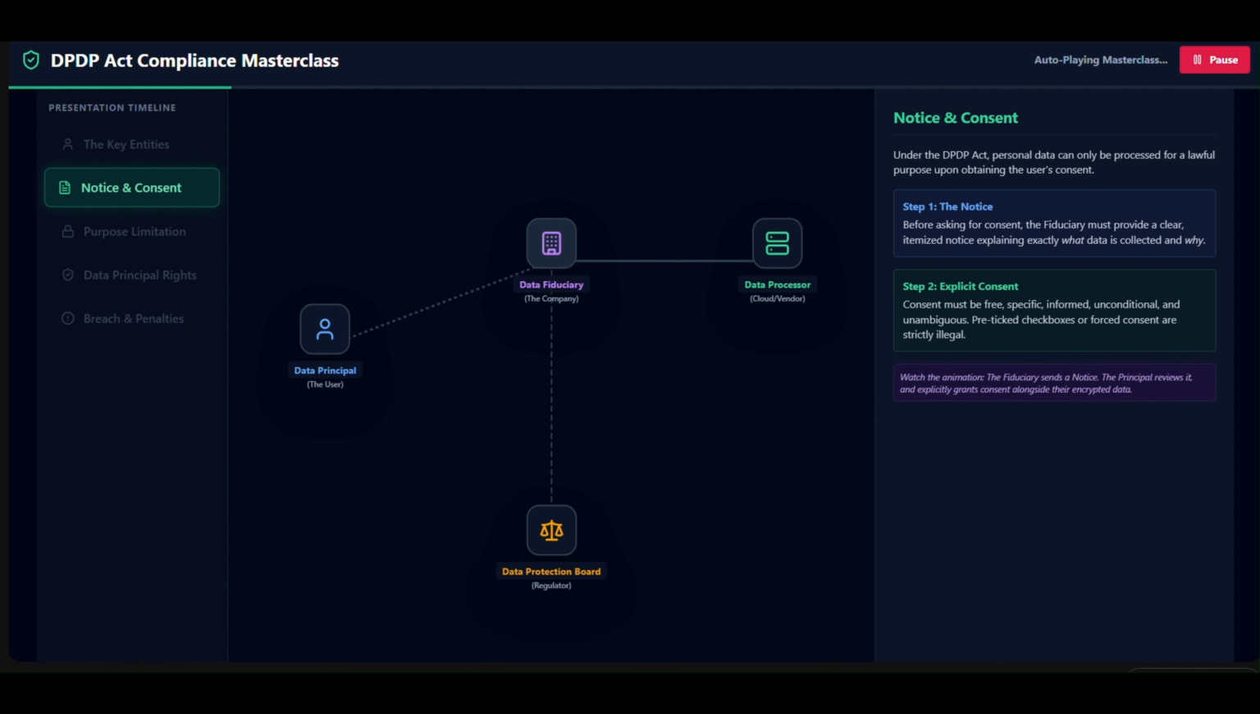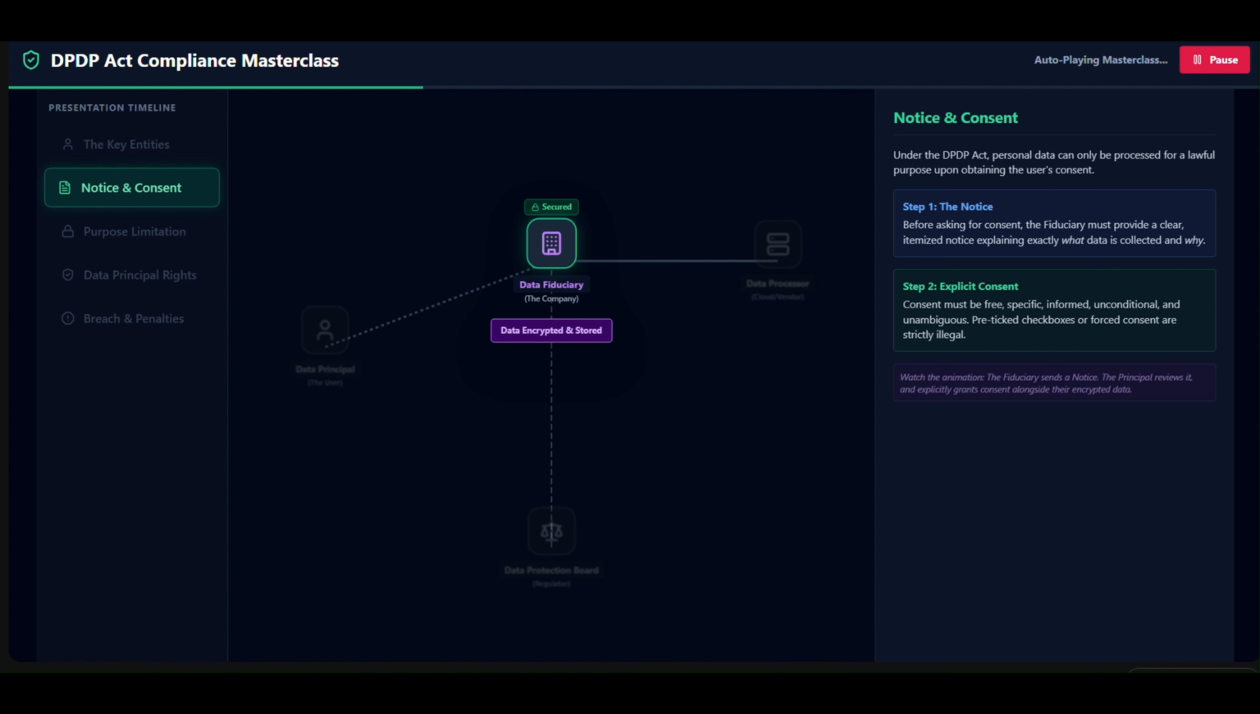It all begins with notice and consent. Before asking for any personal data, the fiduciary must provide a clear, itemized notice. The principal then reviews the notice and grants explicit, unambiguous consent. Only then is the data securely encrypted and stored by the fiduciary.